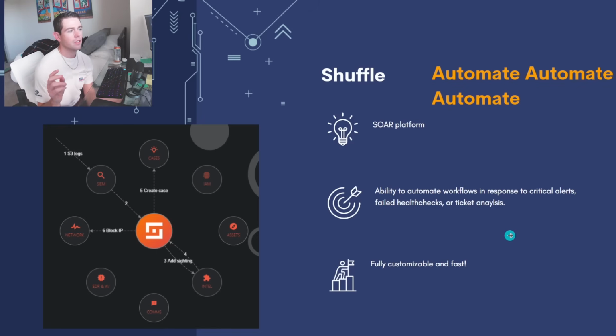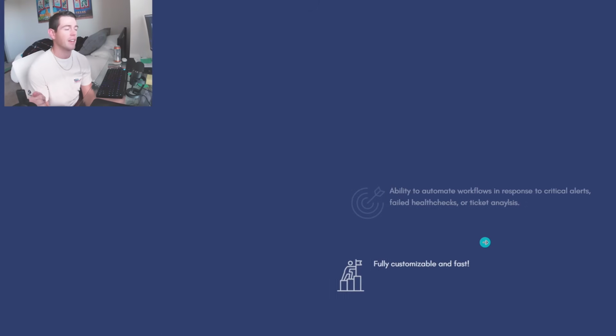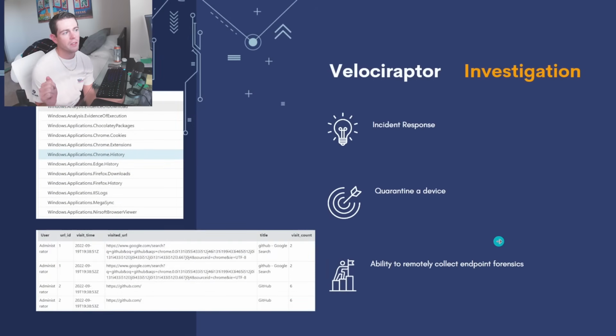We are then going to use Velociraptor as our investigation piece. Similar to the Wazuh agent, Velociraptor also has an agent that will sit on our endpoints. They currently support Linux, Mac, and Windows. And Velociraptor is an awesome tool. It comes bundled with a ton of pre-built jobs that we can take advantage of with just one click.